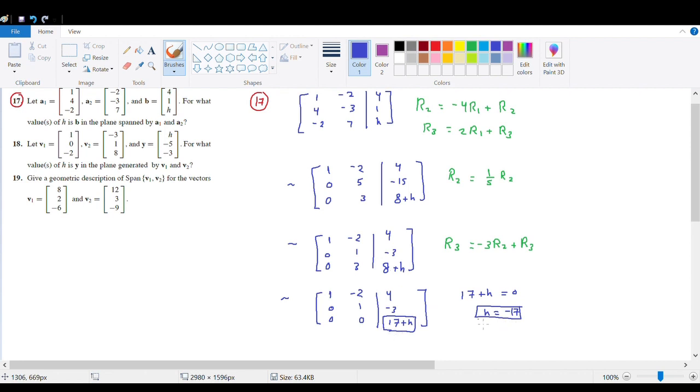Because if h is not equal to minus 17, for example, let us take it 1. So if h is equal to 1, we get the form 0, 0, b. That makes our system inconsistent. Because we want a consistent system, that means 17 plus h should be equal to 0. That means our h should be equal to minus 17.